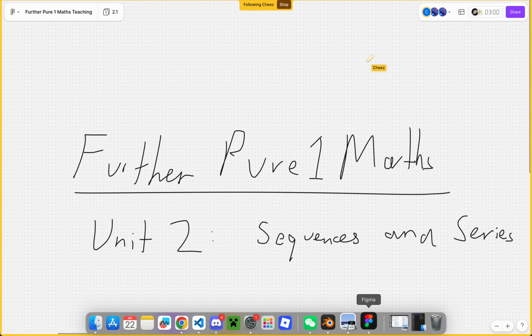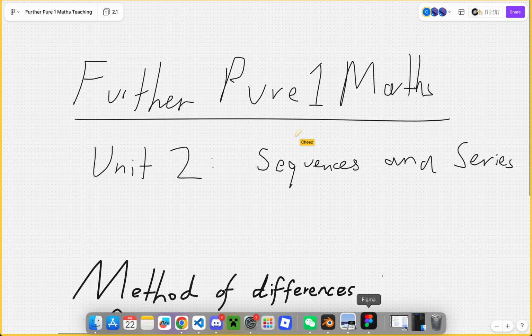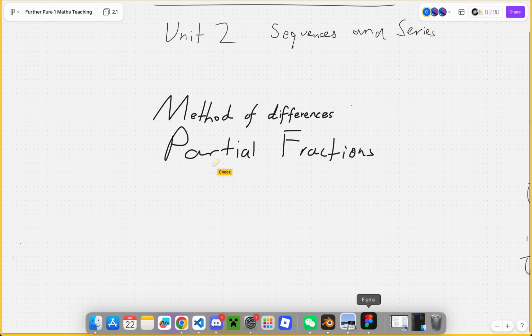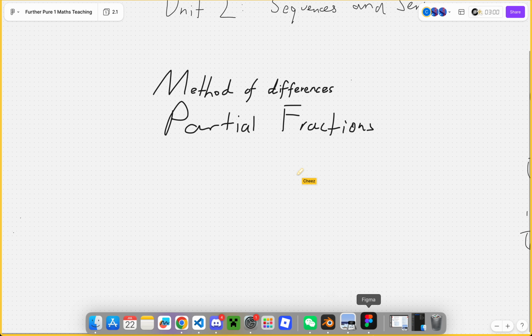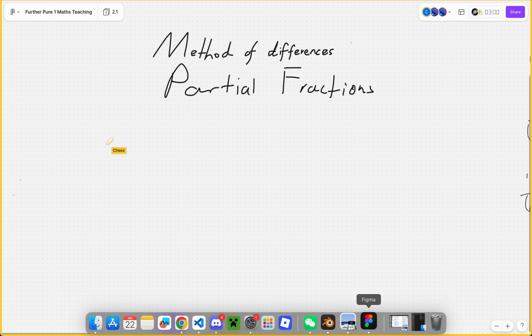Talking about pure physical mathematics and the sequence series in the third chapter. Okay, let's start. So today we'll talk about the method of differences and a little bit about partial fractions. So let's have this question.